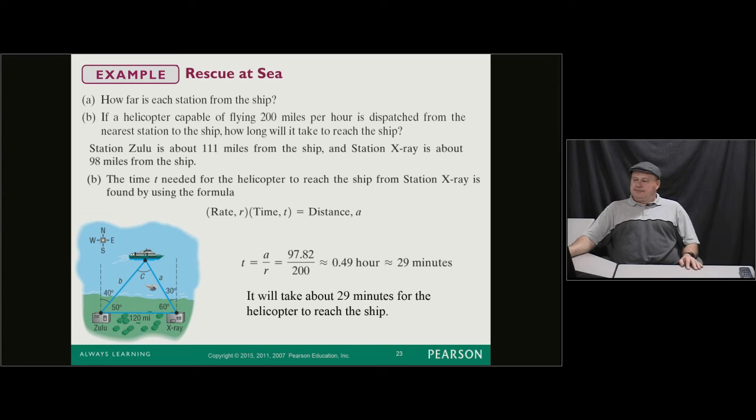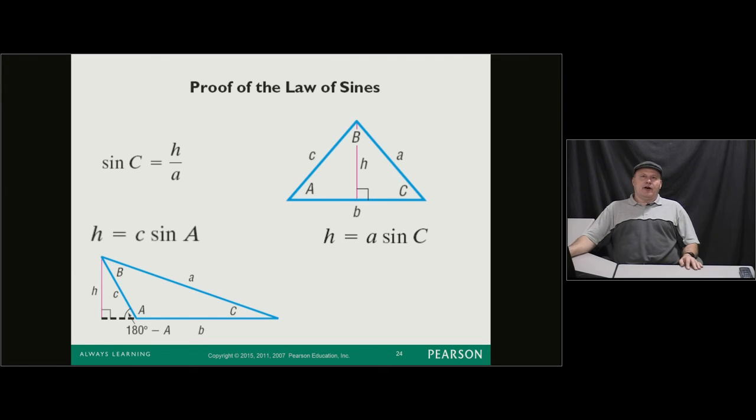All righty? Now let's look at the law of sines. We've used it a few times. Let's prove it. If you look at a triangle that looks like that, either way you look at it, the height of the triangle is H equals C times the sine of angle A. If you're looking at the left one, because the sine of angle A is H over C, so H equals C times the sine of angle A.